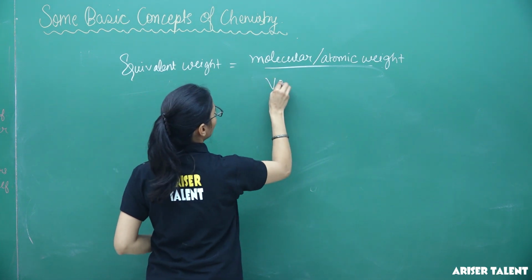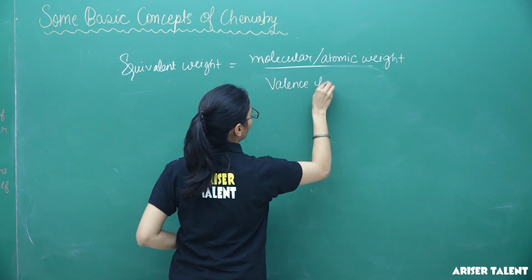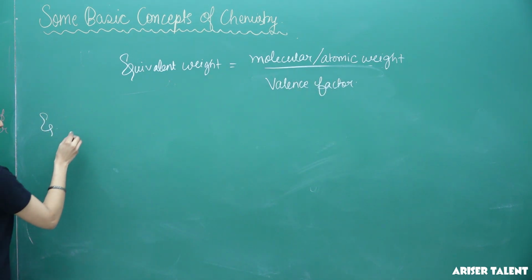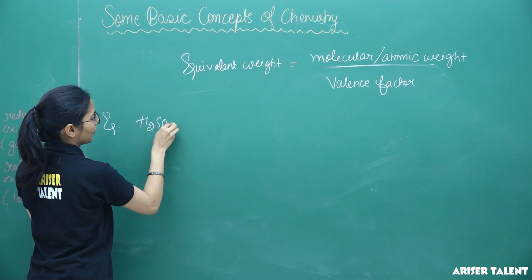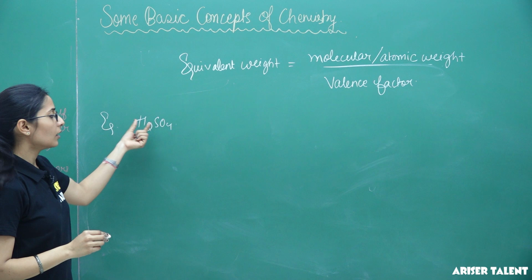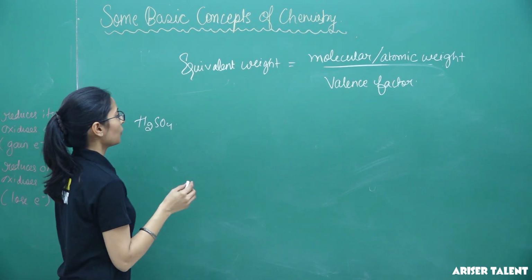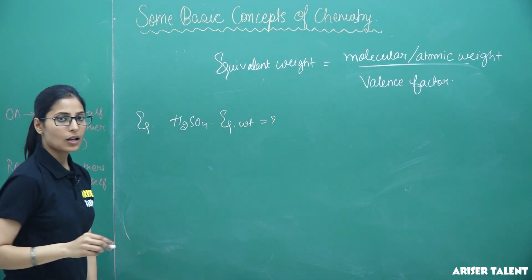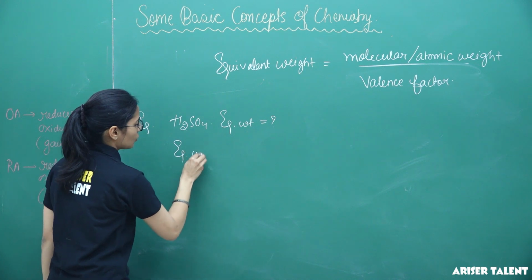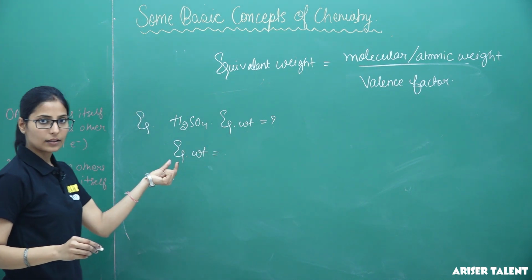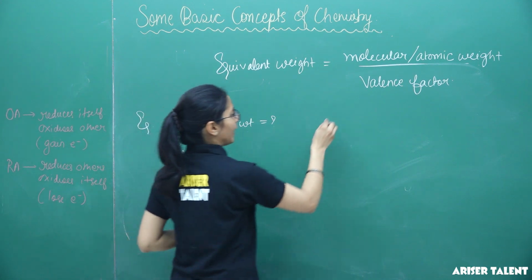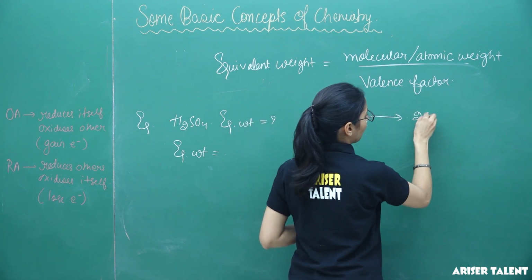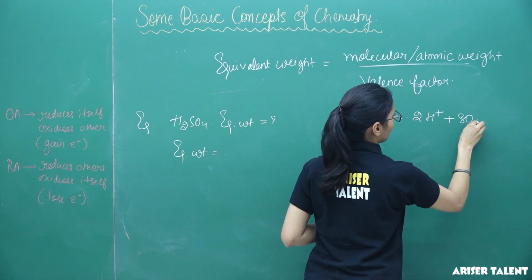So, here we have the valence factor. Let us say I have the example of H2SO4. We know that H2SO4 is an acid, sulfuric acid. If we want to find the equivalent weight for H2SO4, how do we find it? I am writing EQ WT as the equivalent weight. We know that H2SO4 when it breaks will form 2H+ and SO4 2-.